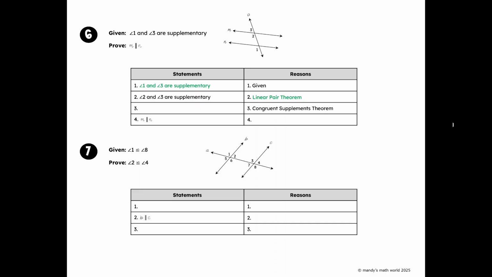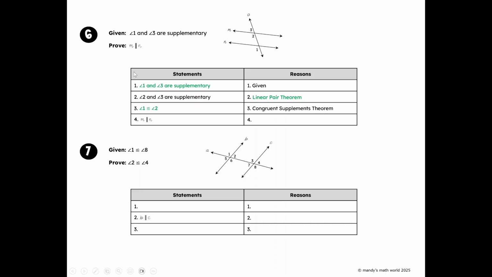Then it says the congruent supplements theorem. Well, if angle 1 and angle 3 are supplementary, and angle 2 and angle 3 are supplementary, then congruent supplements theorem says if angles are supplementary to the same angle, then they are congruent to one another.